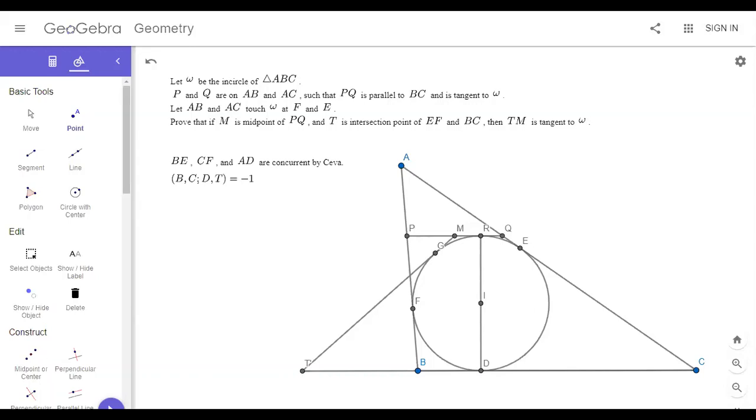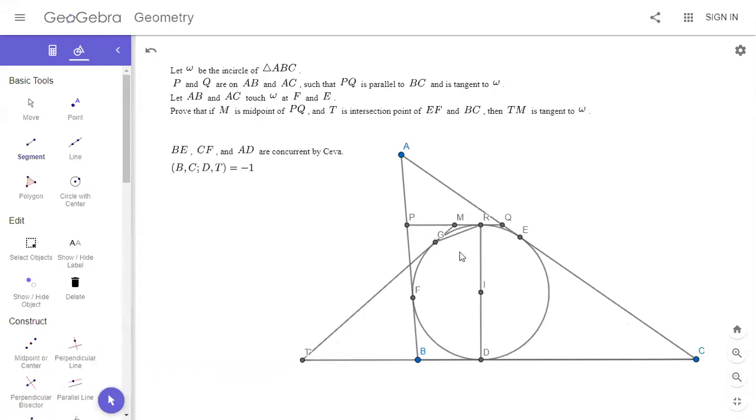M is the pole of GR. Yes, that's true. Let's see. Possibly, we could do a polar chase. Let's see. How do we use that M is the midpoint? Is there something we can sort of project through?